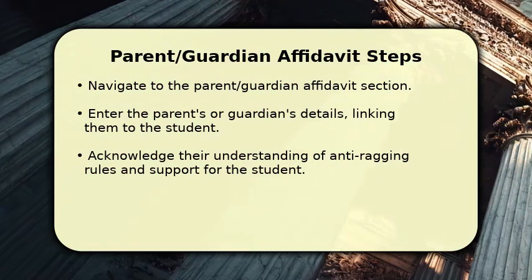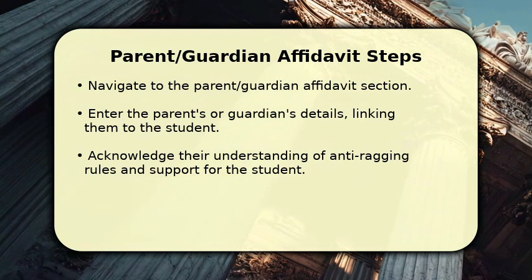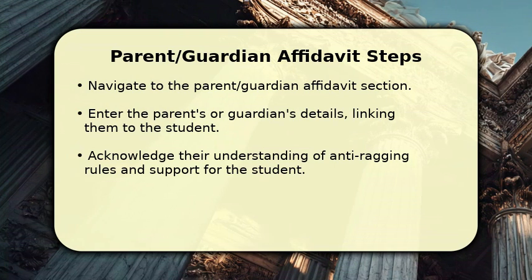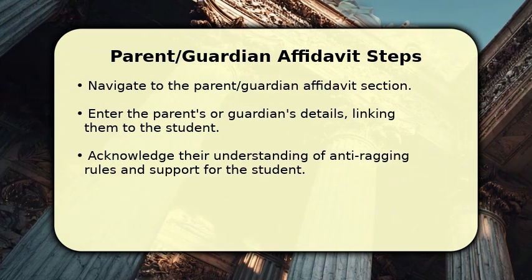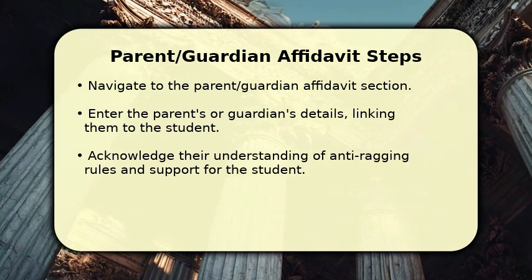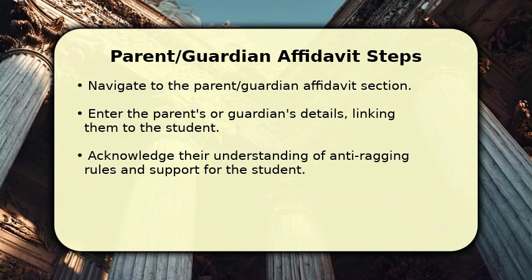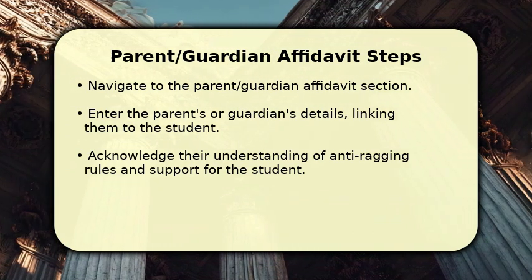Next, the parent or guardian will need to complete their separate affidavit. Find the parent/guardian affidavit section and provide their personal details, ensuring they are correctly linked to the student's application. They must also read and affirm their understanding of the anti-ragging regulations and their commitment to supporting a ragging-free campus.